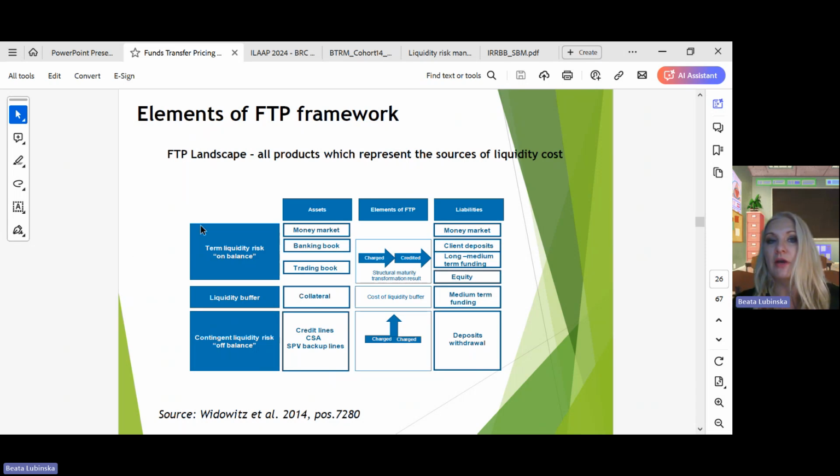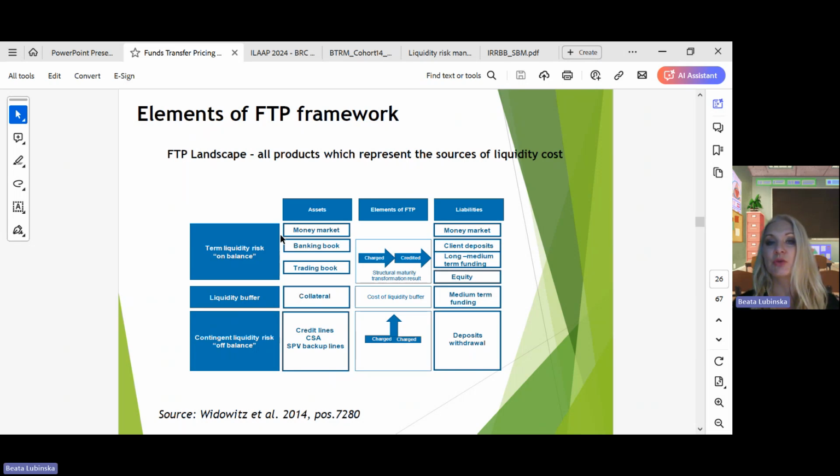So we have the term liquidity premium, which we covered during the last session, which is TLP, and is related to the consumption of liquidity over a period of time. So as we said in the previous session, the product which consumes liquidity for longer will be charged the higher FTP rate under the normal upward slope of the interest rate curve.